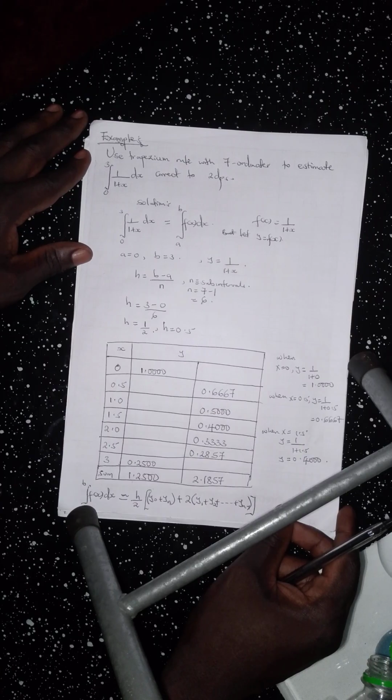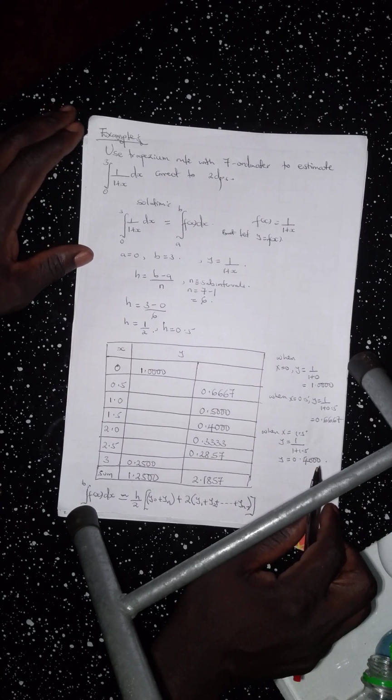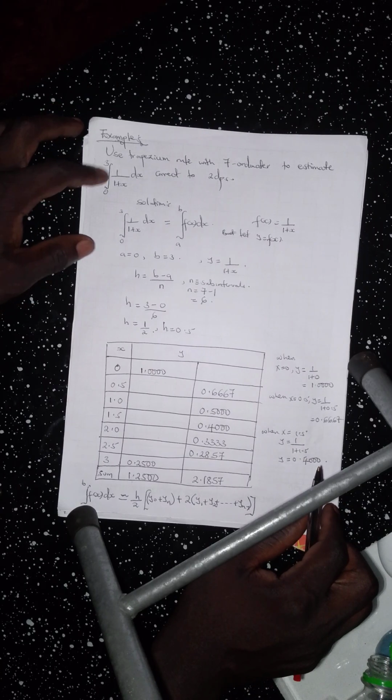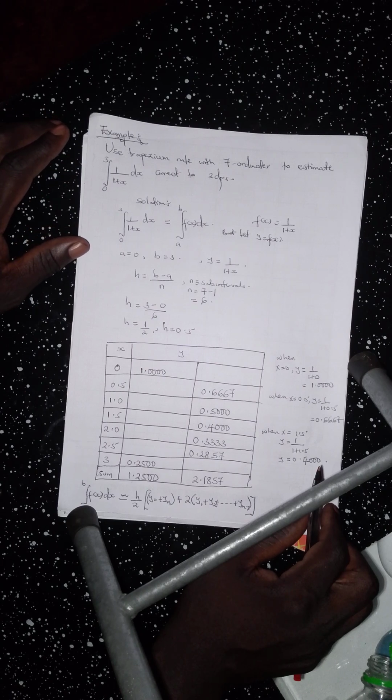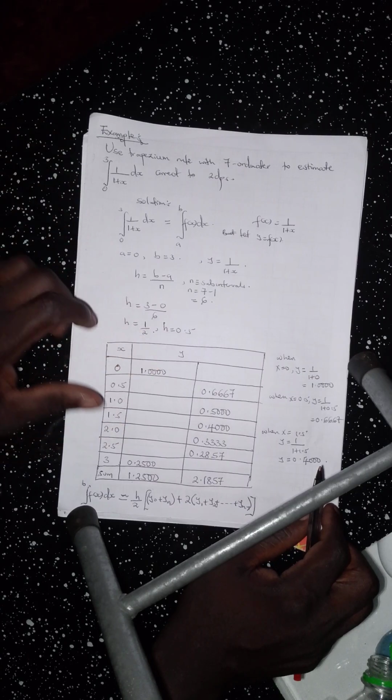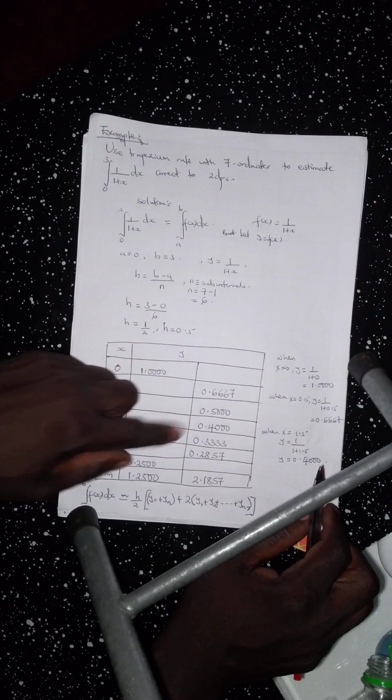Like we said earlier, if the question says that the final answer of the integral must be to a minimum or to less than 4 decimal places, then all the y values must be recorded to at least 4 decimal places. So we shall see that when it comes to the determination of the y values.